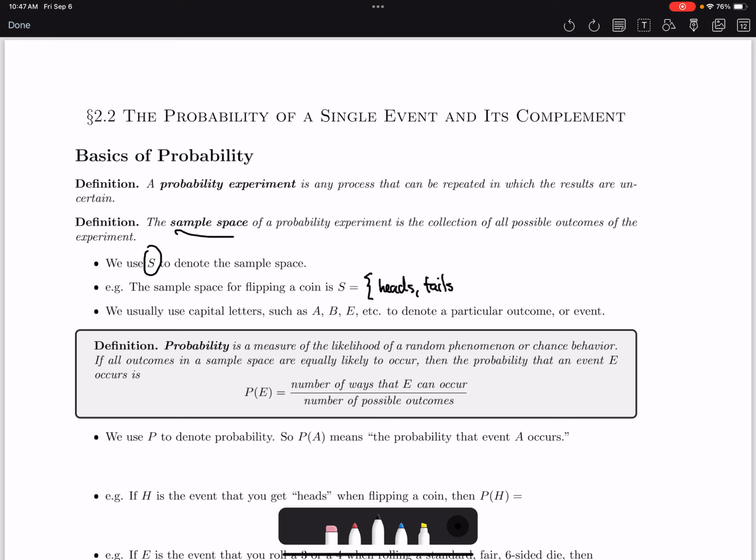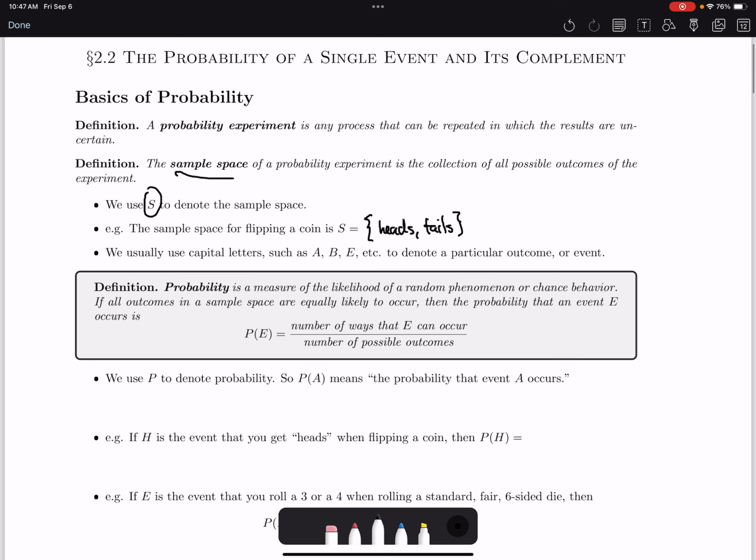Okay, and that's the sample space. Let me try that again. That's my lame attempt to make a curly brace. These are supposed to be curly braces. But yeah, heads, tails, that's our sample space. We'll usually use capital letters such as A and B and E and F to denote a particular outcome or event.